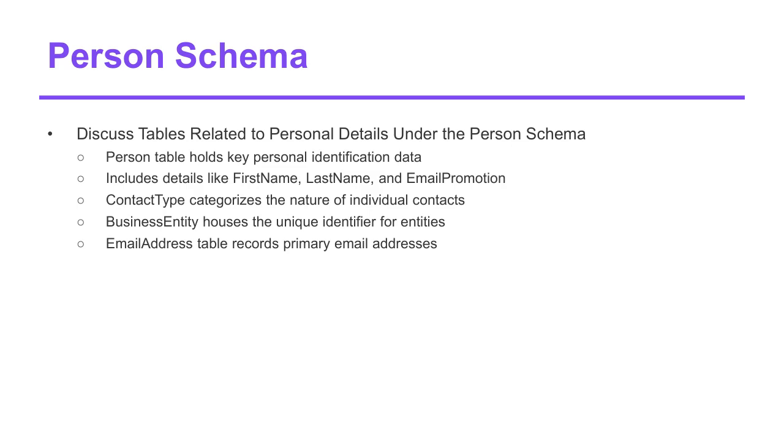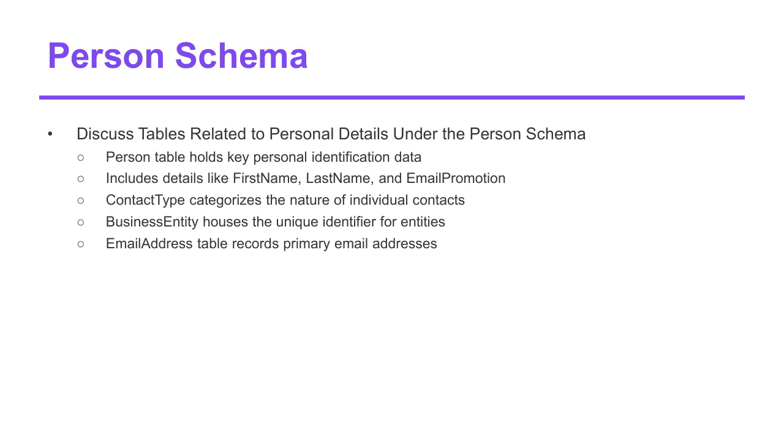The person schema organizes tables that contain essential personal information. The person table itself stores key identification details like first and last names, along with a field for email promotion preferences, which indicates how the individual prefers to receive marketing communications. The contact type table helps categorize the different kinds of contacts, such as employees, customers, or vendors, providing clarity on the role or relationship of each person.